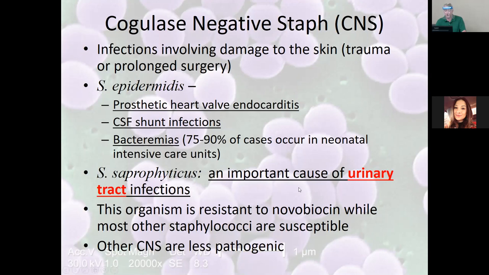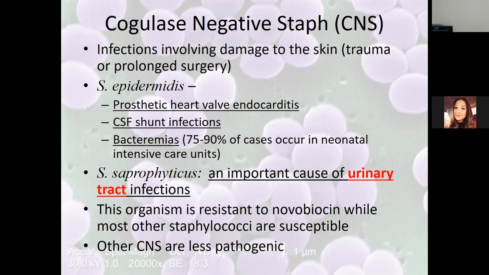Saprophyticus, urinary tract infections. Okay. And this Saprophyticus is resistant to novobiocin, while other staphs are susceptible to it. So I told you we were going to bring in the antibiotic picture, right? If we have novobiocin on our antibiotic panel that we're looking at, one thing we can do with Saprophyticus is check to see if it's resistant to novobiocin. The others should be sensitive to novobiocin.